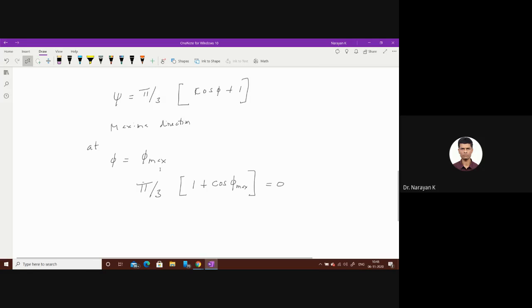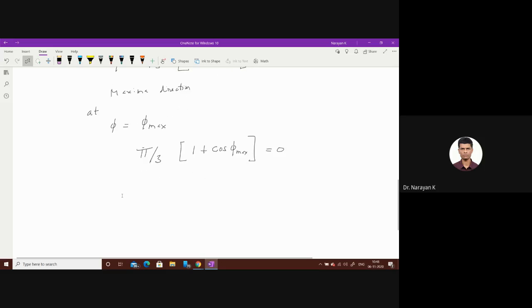See here, unlike that sin n psi by 2, we are equating only this angle psi to 0. So don't get confused now. Please follow the steps which I am trying to do. So 1 plus cos phi max is equal to 0, or your cos phi max will be equal to minus 1.